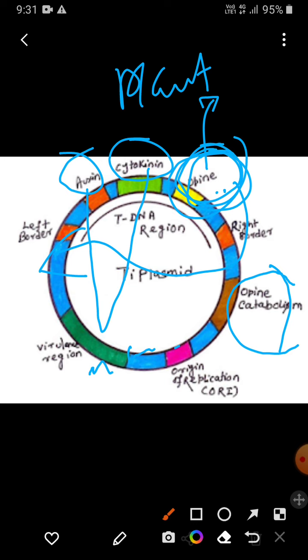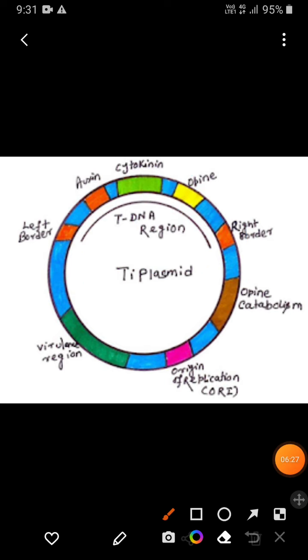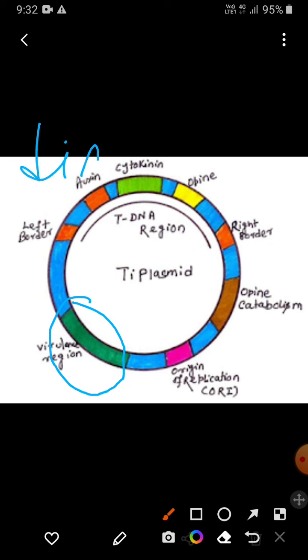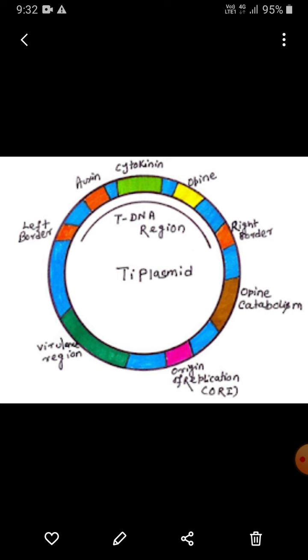There are two kinds of opines we are going to discuss, nopaline and octopine, and depending on their types, a different type of Ti plasmid is present. Now, look at the vir regions. This virulence region is also known as the disarmed strain. Why? We are going to discuss it when we transfer our gene of interest with the help of the co-integrative plasmid mechanism.